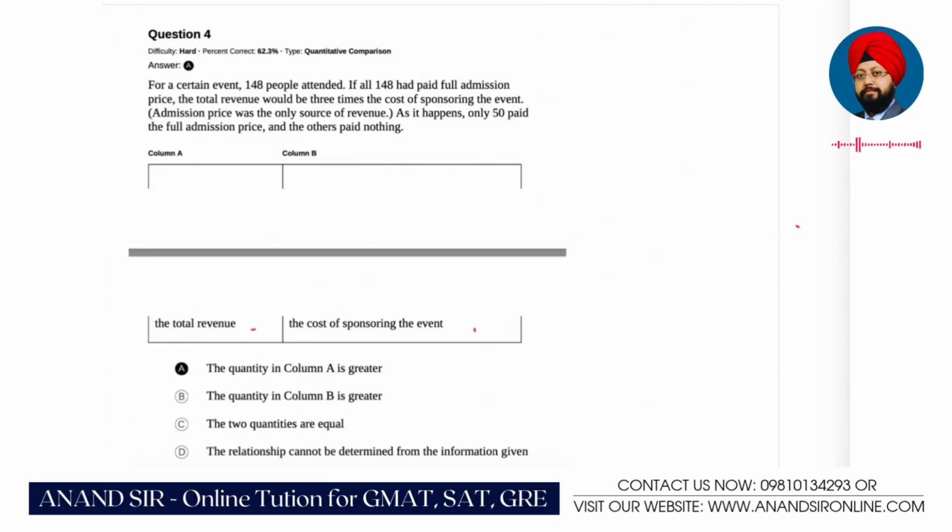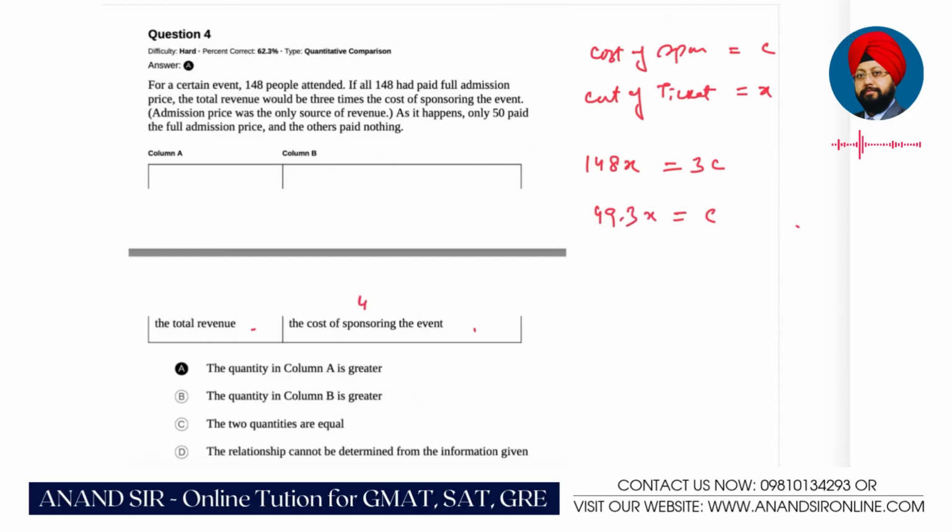Let us suppose that the cost of sponsoring is C and the cost of a ticket is X. If all of them paid, revenue will be 148X, which will be 3 times the sponsorship cost. It means C will be equal to 148X by 3, that is 49.3X. So the cost of sponsoring the event is 49.3X.